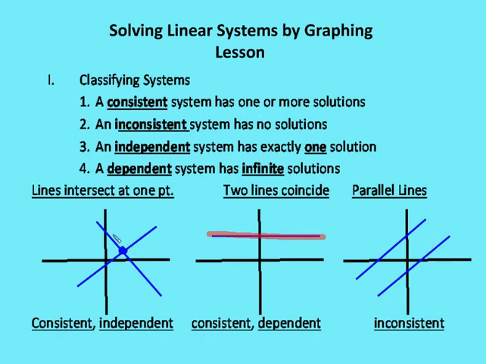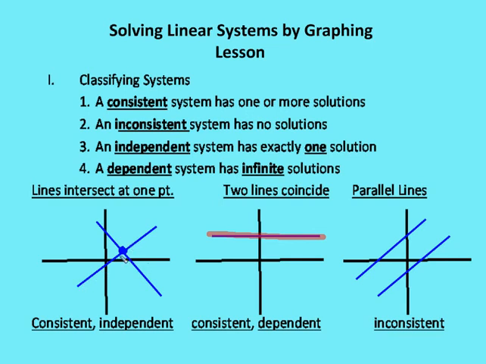Lines that intersect are going to be consistent, which means they have some point of intersection, and independent, which means they are not the same line. Then we have lines which coincide, and those are going to be consistent, which means they intersect, and dependent, which means they're the same line. Or we have inconsistent lines, which means that they're parallel lines. So 3 different versions of systems of 2 variables.